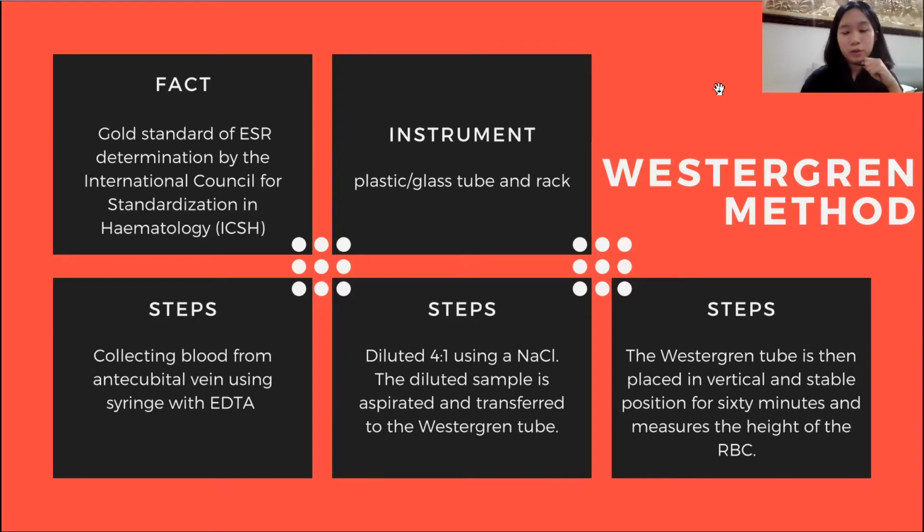EDTA for anticoagulation, and then we mix thoroughly and dilute with the comparison 4 to 1 for blood and 1 for sodium citrate or sodium chloride. And the diluted sample is aspirated and transferred to the Westergren tube. And next we place it in a vertical and stable position in the rack for 60 minutes and measure the height of RBC. Okay, next one we are going to talk about the Wintrobe method with my friends.